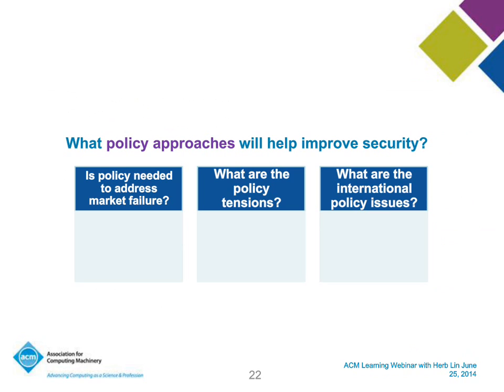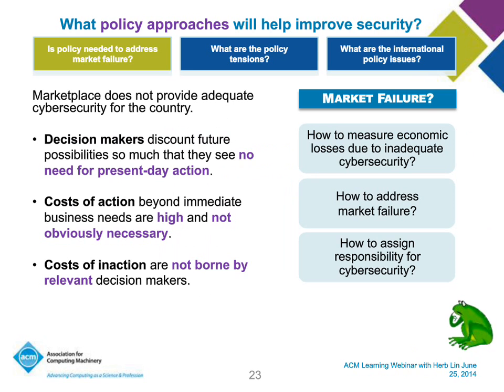What policy approaches will help improve security? Well, the marketplace has not provided adequate cybersecurity for the country. It's given us a certain level of cybersecurity, certainly better than it was many years ago, but the level of cybersecurity for the country is not adequate for national needs. There are many reasons for this. Decision makers discount future possibilities, so they don't see the need for action today. Costs are immediate, benefits are far in the future, and doing nothing has a cost, but it is not borne by the relevant decision makers.